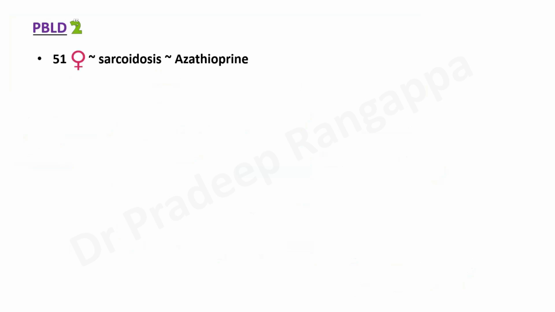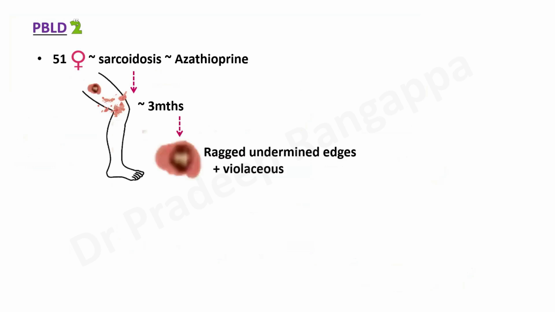This was a 51-year-old female with sarcoidosis. As I said, she has an immunocompromised history and she was on azathioprine. She developed an erythematous rash on the medial side of the thigh for 3 months. Then it progressed to a necrotic rash, which extends with ragged, undermined edges and a violaceous texture. Violaceous is a violet-colored rash. So it's very typical when you look at the diagnosis, you'll know.